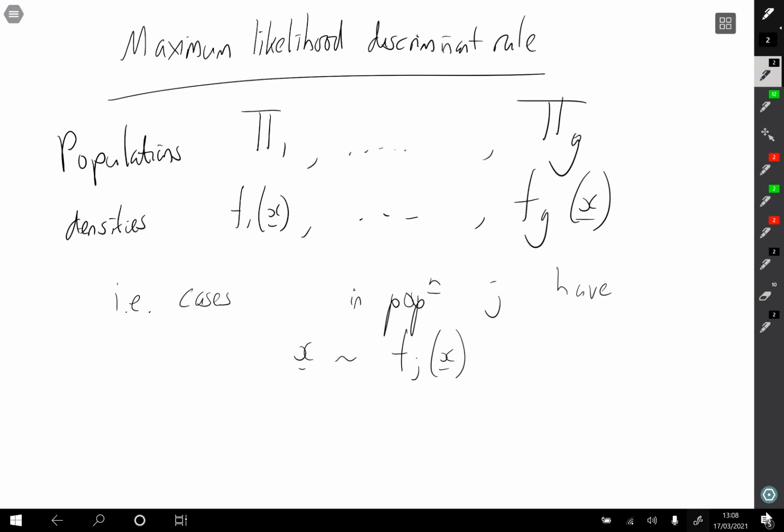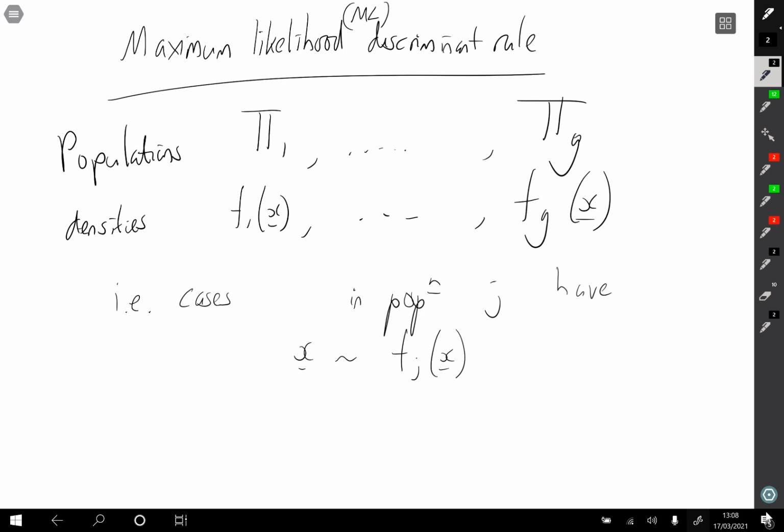So we're now going to discuss a way of choosing a discriminant function. And this is going to lead to what is referred to as the maximum likelihood discriminant rule. I'll abbreviate that to the ML discriminant rule. So remember the situation. We're assuming we've got G populations, pi 1 up to pi G.